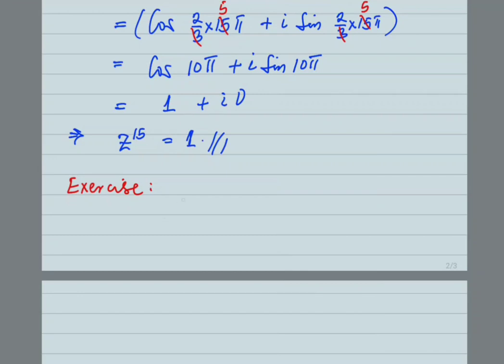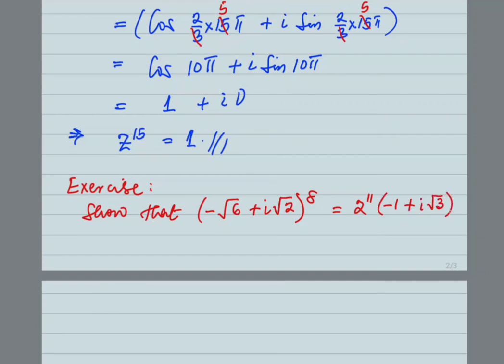Show that (minus root 6 plus i root 2) raised to power 8 equals 2 raised to power 11 times (minus 1 plus i root 3).